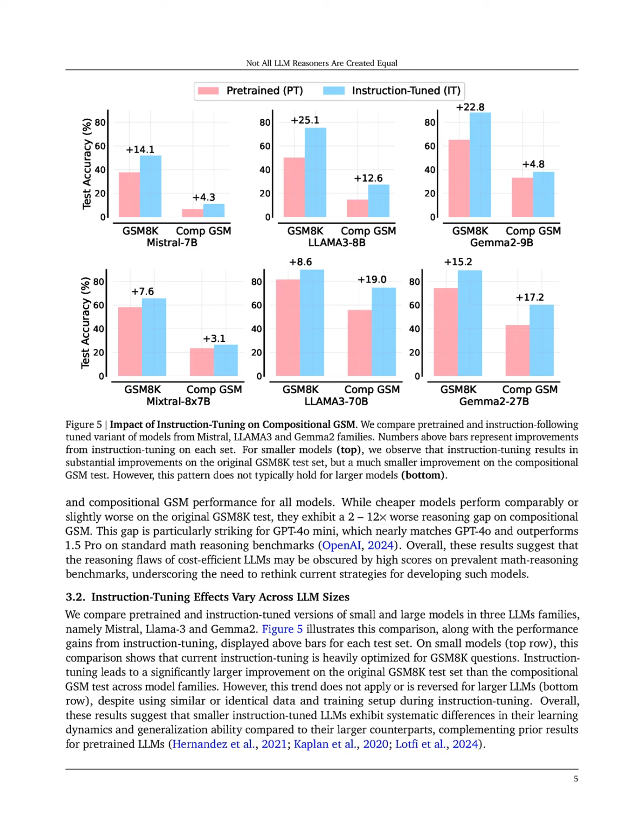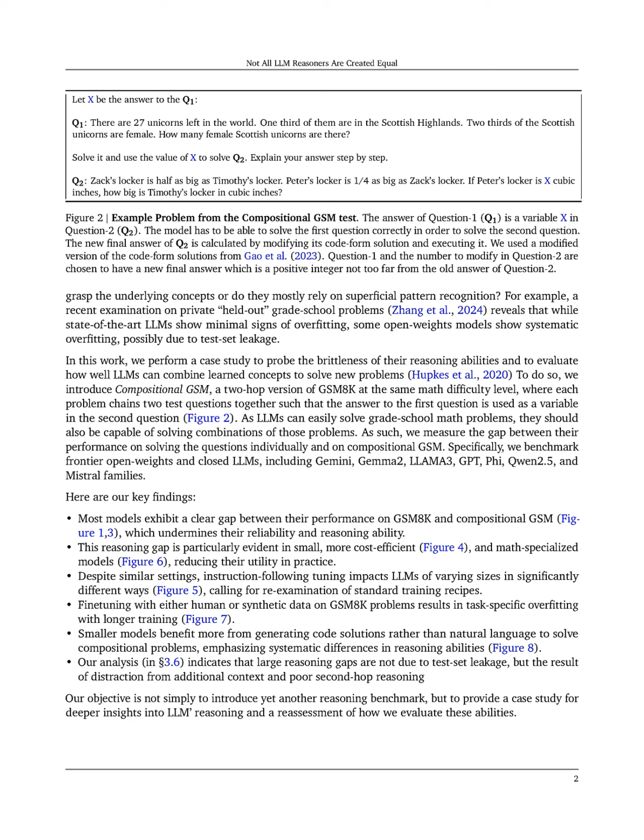This is particularly evident as many models perform well on GSM 8K, but exhibit a 2 to 12 times worse reasoning gap on compositional GSM, indicating that high scores on traditional benchmarks can obscure underlying reasoning flaws. Additionally, the study emphasizes the need for a reassessment of how LLMs are evaluated, suggesting that compositional tasks can provide insights into their generalization capabilities and potential overfitting issues. Overall, compositional GSM serves as a more rigorous test of LLMs' mathematical reasoning and their ability to apply learned knowledge in novel contexts.